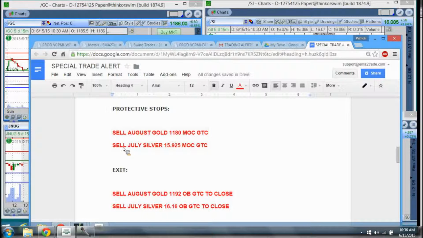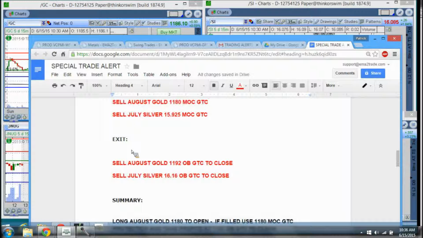We teach you specifically order entry, what time of the day to use your stops. We do not use intraday stops, as 90% of traders get stopped out unnecessarily when they use intraday stops. So we have a very specific methodology for stops as well. And then we tell you exit levels, where to get out. Sell August gold 1192 or better, GTC to close position. Sell the July silver at 1616, good to cancel, to close.